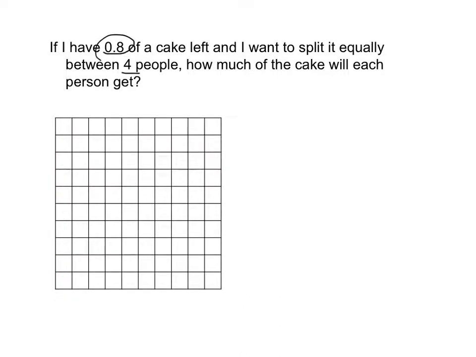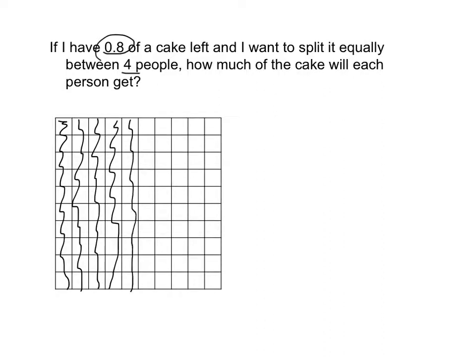So if I'm looking at 8/10, here this would be 1, 2, 3, 4, 5, 6, 7, 8. So there's my 8/10 of the cake that's left, and I want to divide it equally among 4. Well, in that case, I would have 8 sections divided by 4, so each person would get 2 sections.